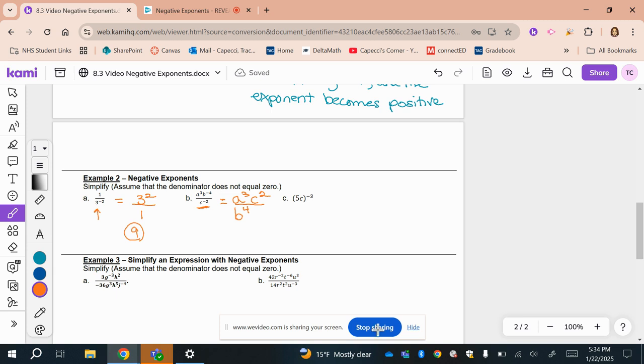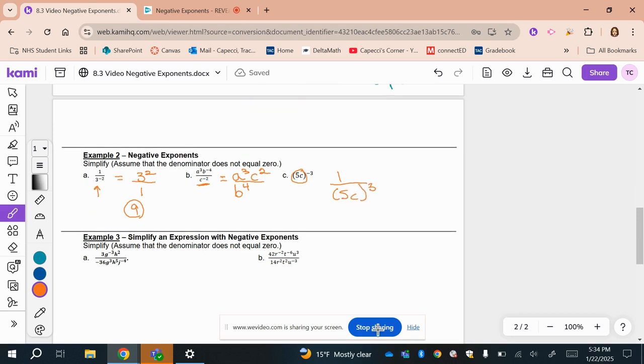All right, let's look at letter C. Now, this is in parentheses, so the whole thing is raised to that negative 3 power. So the base stays the same and moves to the other side of the dividing line, and that 3 becomes positive. So I have 1 over, now everything inside gets raised to the power, right? So I have 5 to the 3rd, c to the 3rd. So my final answer there is 1 over 125, that's 5 to the 3rd, c to the 3rd. And that's your final answer.